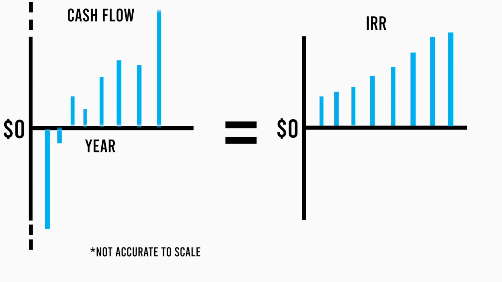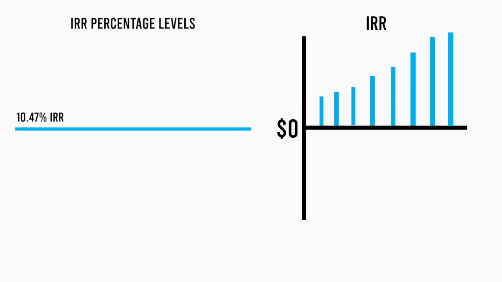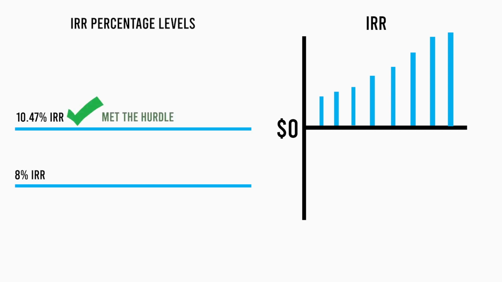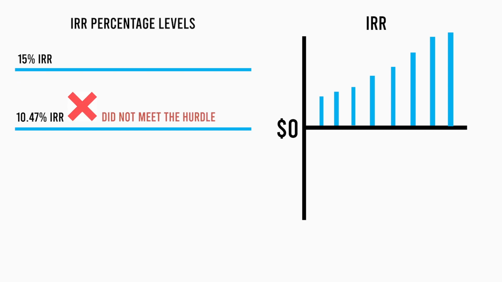Now, why would we want to calculate this? Because it's often used as a hurdle metric that we, the developer, aim to exceed in order to earn a bonus, which is called a promote in deal lingo. So if the hurdle was an 8% IRR, then you've met the goal to earn the promote. If the hurdle was 15%, you're in trouble and you may not even profit from this deal. The hurdle is typically decided upon early on when you're shopping around for investors. More on that in our upcoming Capstack video.